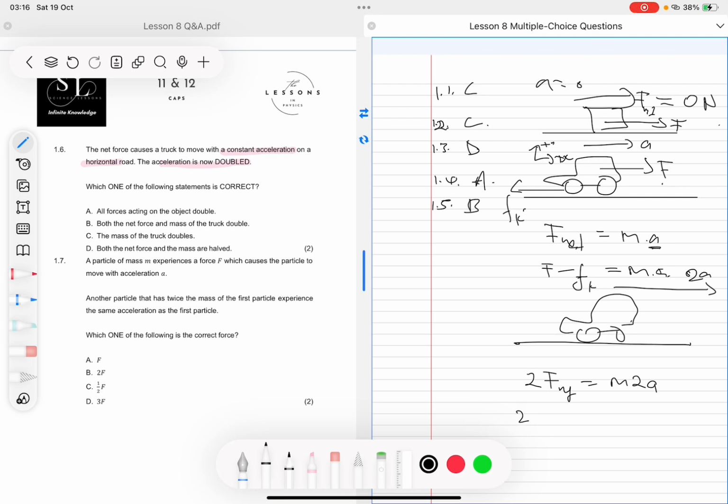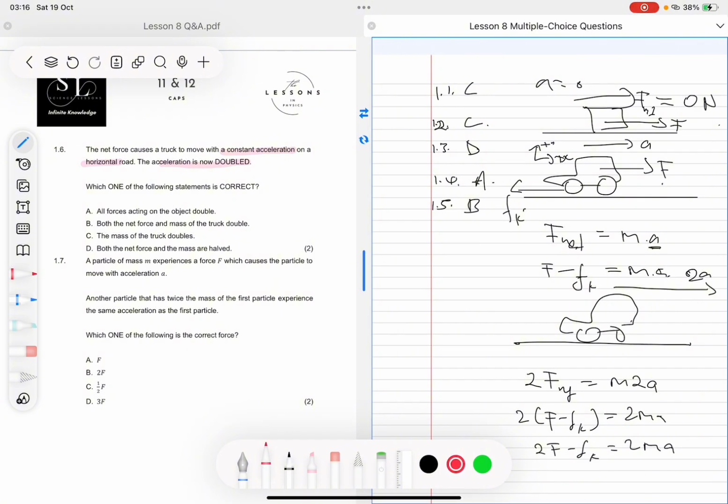Now this means here I'm going to have 2F minus Fk is equals to 2ma. So this would mean I'll have 2F minus Fk is equals to 2ma. Now look what's happening here.